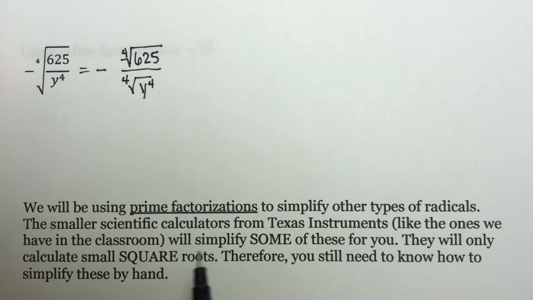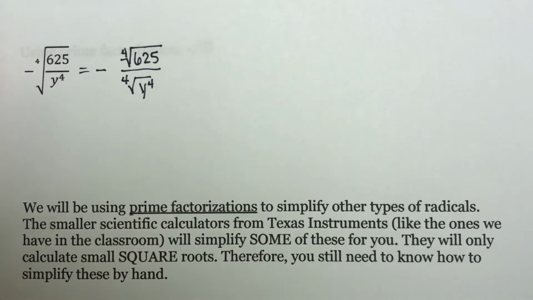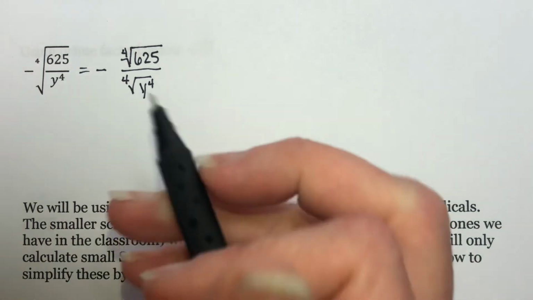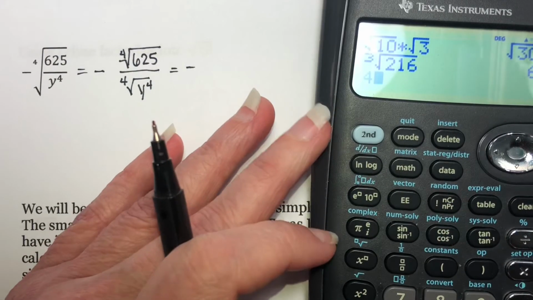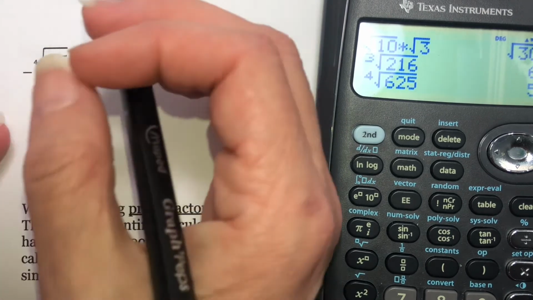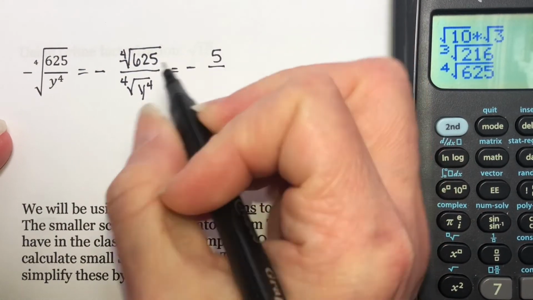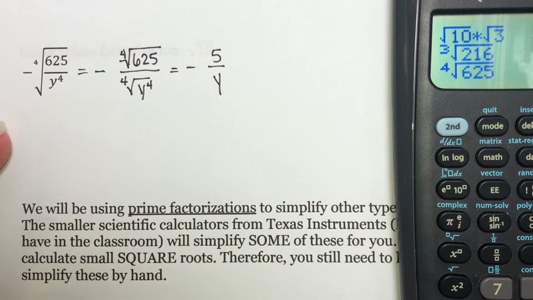Now we were told early on that if you had an even index, then we had to worry about absolute values. We do not have to worry about that anymore because we are told in all of these problems that our variables are positive numbers. So we don't have to worry about absolute values, where the absolute value would be redundant. Okay, so my answer is negative. I need to find the 4th root of 625, and that's 5. So negative 5 over, these indices are the same, so we have just y.